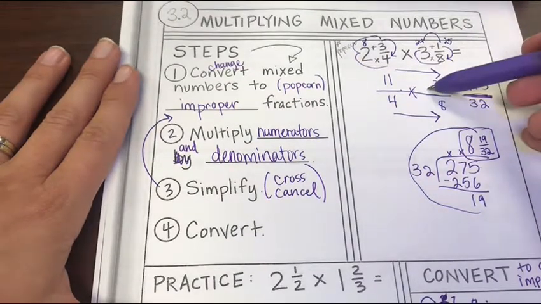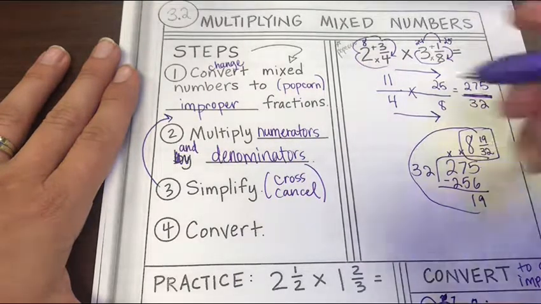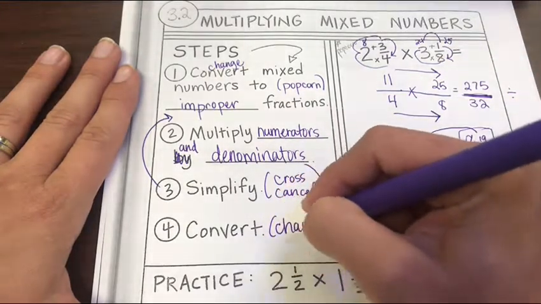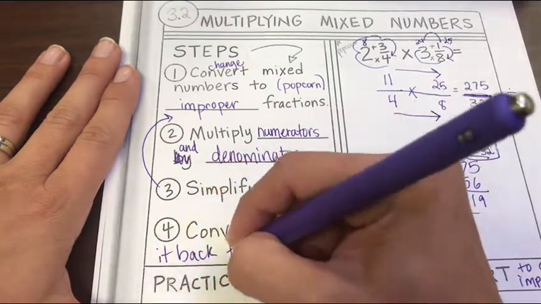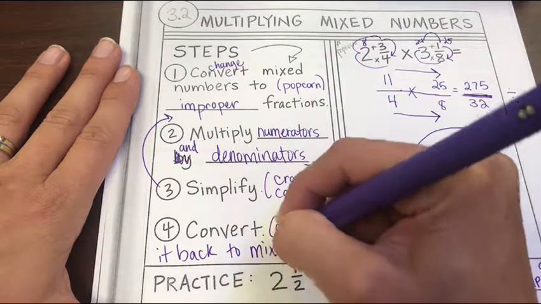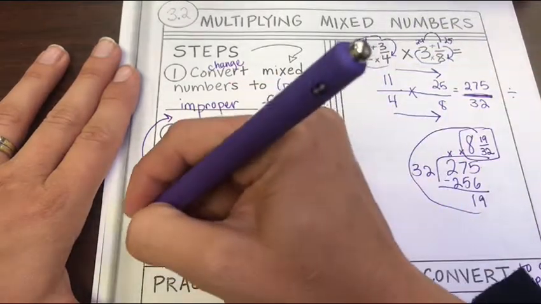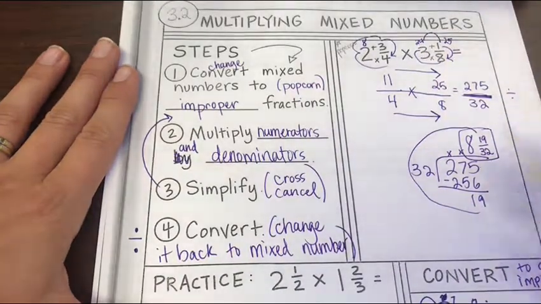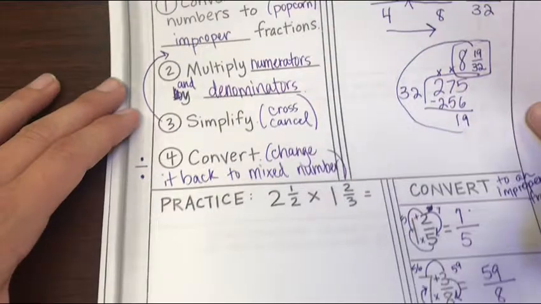And then we multiplied. And then we converted it back from an improper fraction to a mixed number. So we change it back to a mixed number. That's usually considered simplest form. And how do we do that? Well, we do it with division, just like we did here. All right, so let's do this example here.